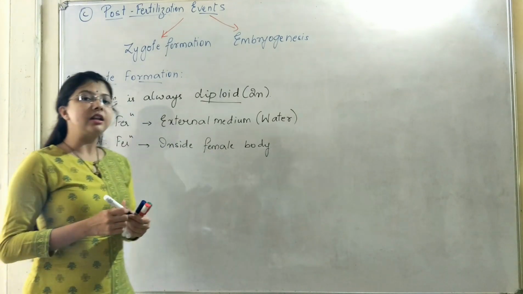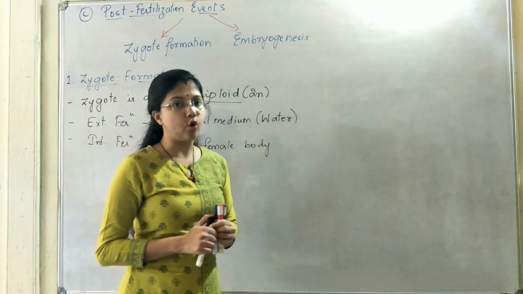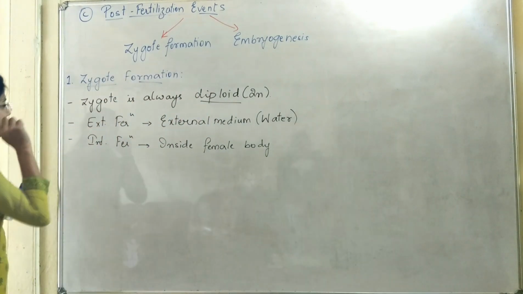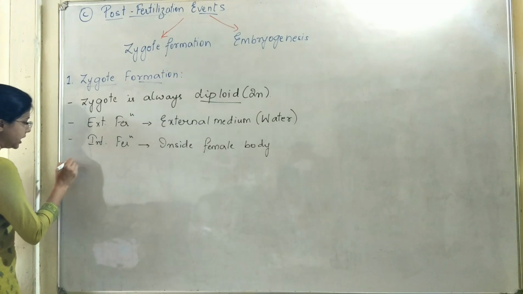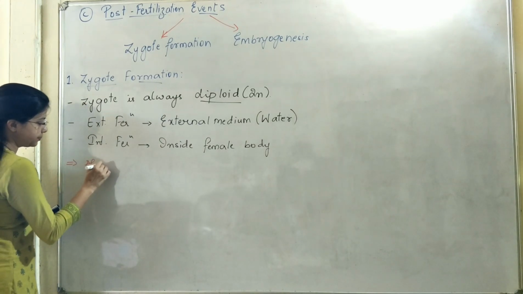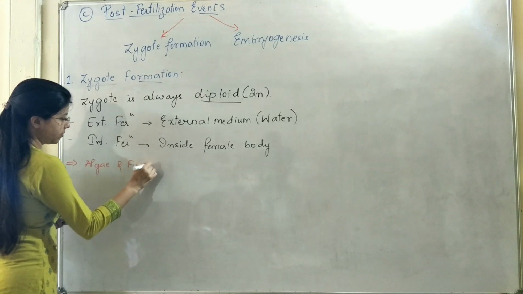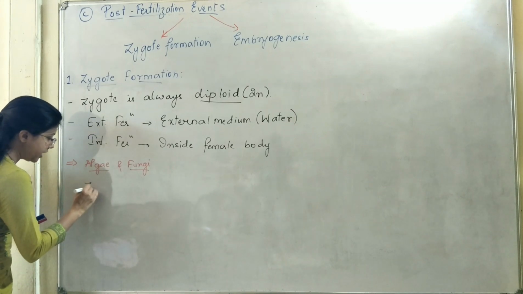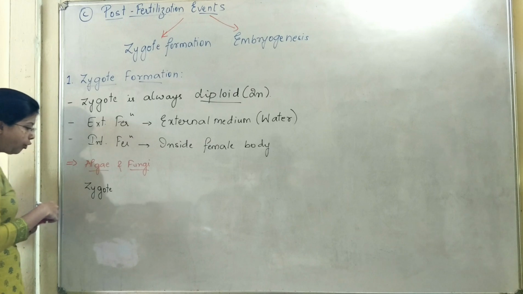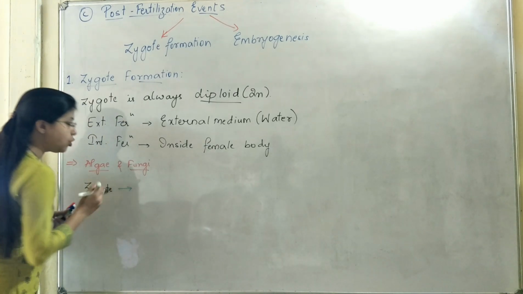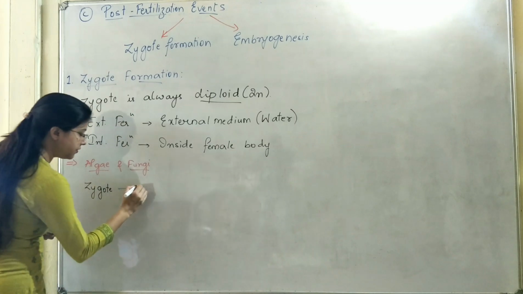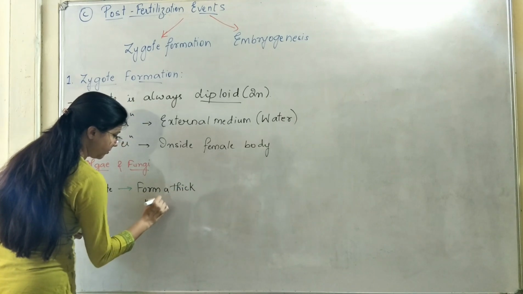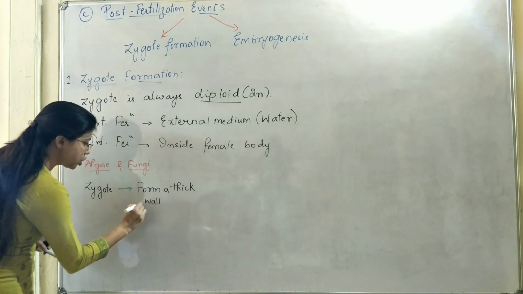Let us now discuss, depending upon the life cycle that the organisms follow, what kind of cell division the zygote will undergo. If we take different examples, let us first see the case of algae and fungi. In algae and fungi, as soon as the zygote is formed, the zygote undergoes a resting phase. And during this resting phase, it forms a thick wall around itself.